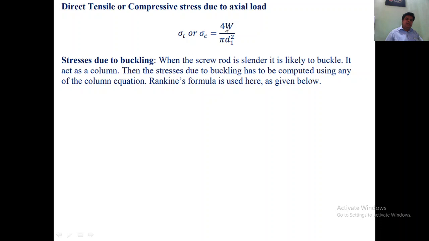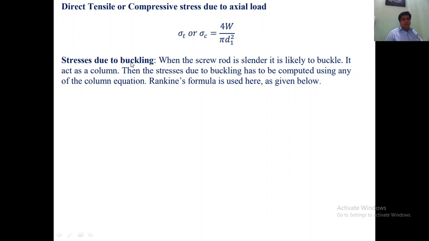So the force or the weight is W on that power screw or the screw rod, and the area, usually the rod is circular in cross section, so it is pi by 4 d square. It's the cross-sectional area of that circular screw rod. So this is the direct stress or the axial stress on the screw rod. It can be tensile or compressive, but the formula remains the same, force by area. The force is nothing but the weight carried by the power screw, and the cross-sectional area of that screw rod is pi by 4 d square, since it is circular in cross section.